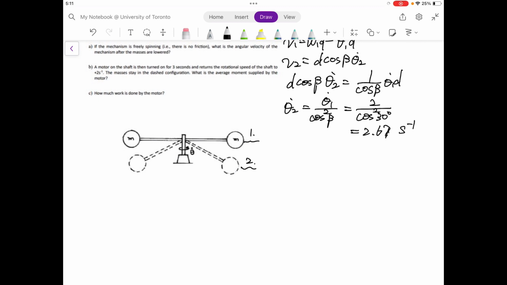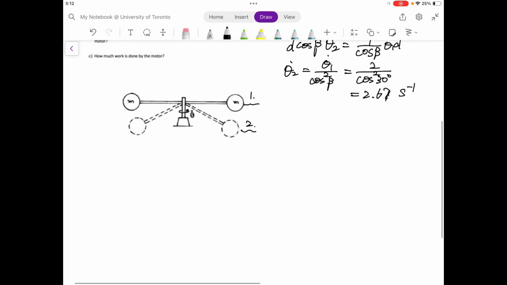Question B. A motor on the shaft is then turned on for 3 seconds and returns the rotational speed of the shaft to 2 radians per second. The masses stay in the dashed configurations. What is the average moment supplied by the motor?